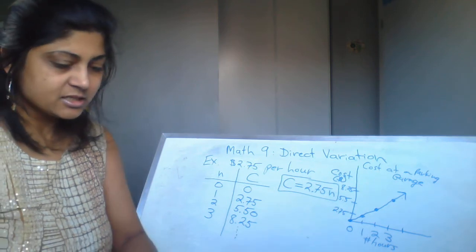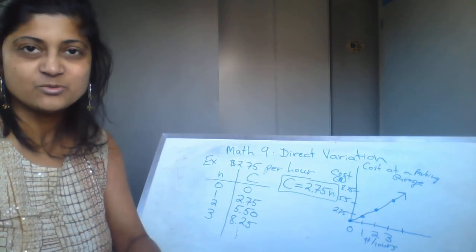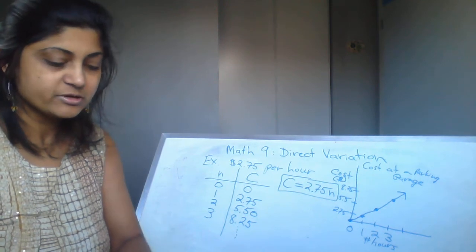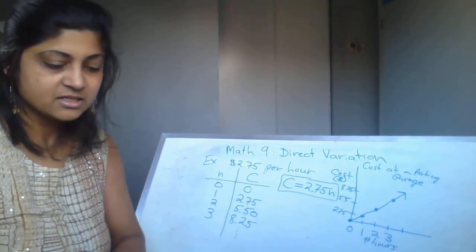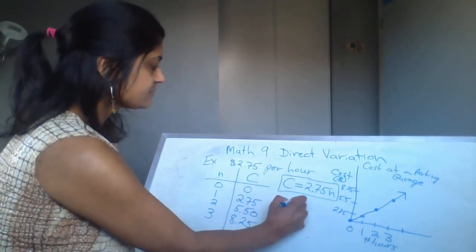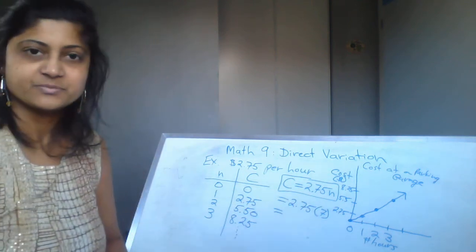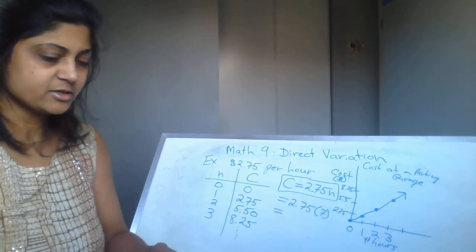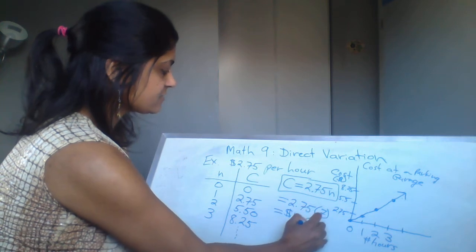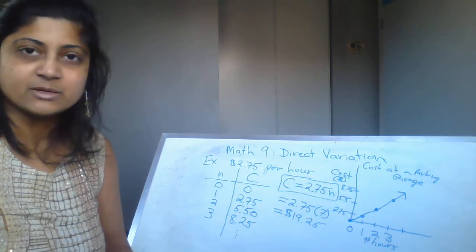All right. So it does say to use your graph to estimate what the cost will be for 7 hours of parking. And then it says use your equation to determine the exact cost for 7 hours of parking. So let's try using our equation here. I'm going to do 2.75 times 7 hours. Does everyone see that? And you multiply it, and we're getting $19.25.